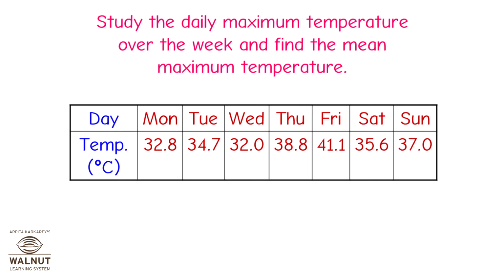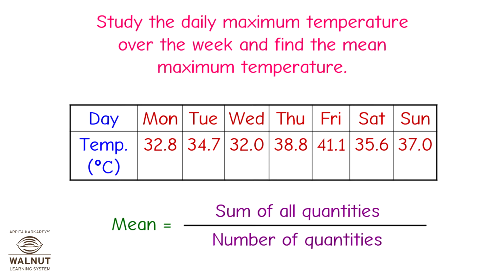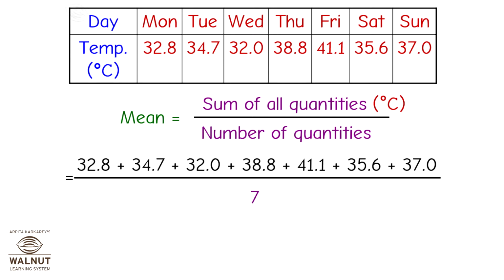Study the daily maximum temperature over the week and find the mean maximum temperature. Mean is equal to sum of all quantities upon number of quantities. That is equal to 32.8 plus 34.7 plus 32.0 plus 38.8 plus 41.1 plus 35.6 plus 37.0 upon 7. That is equal to 252 upon 7, that is equal to 36 degrees Celsius.